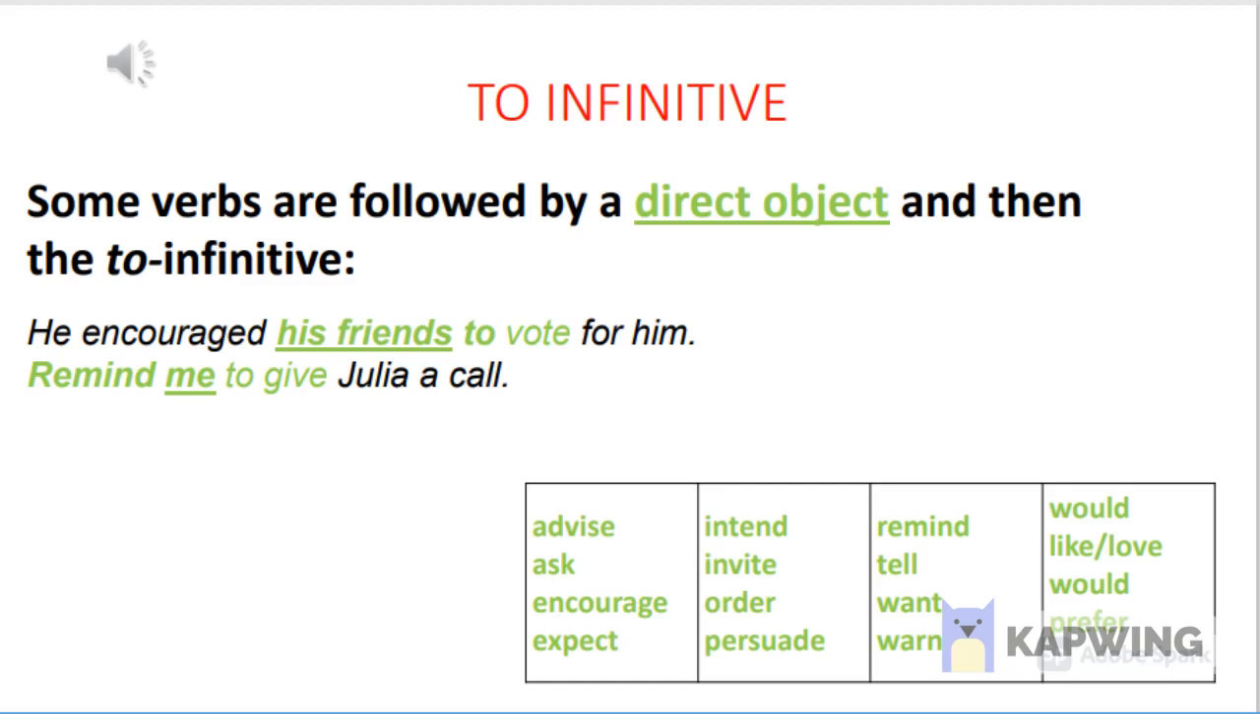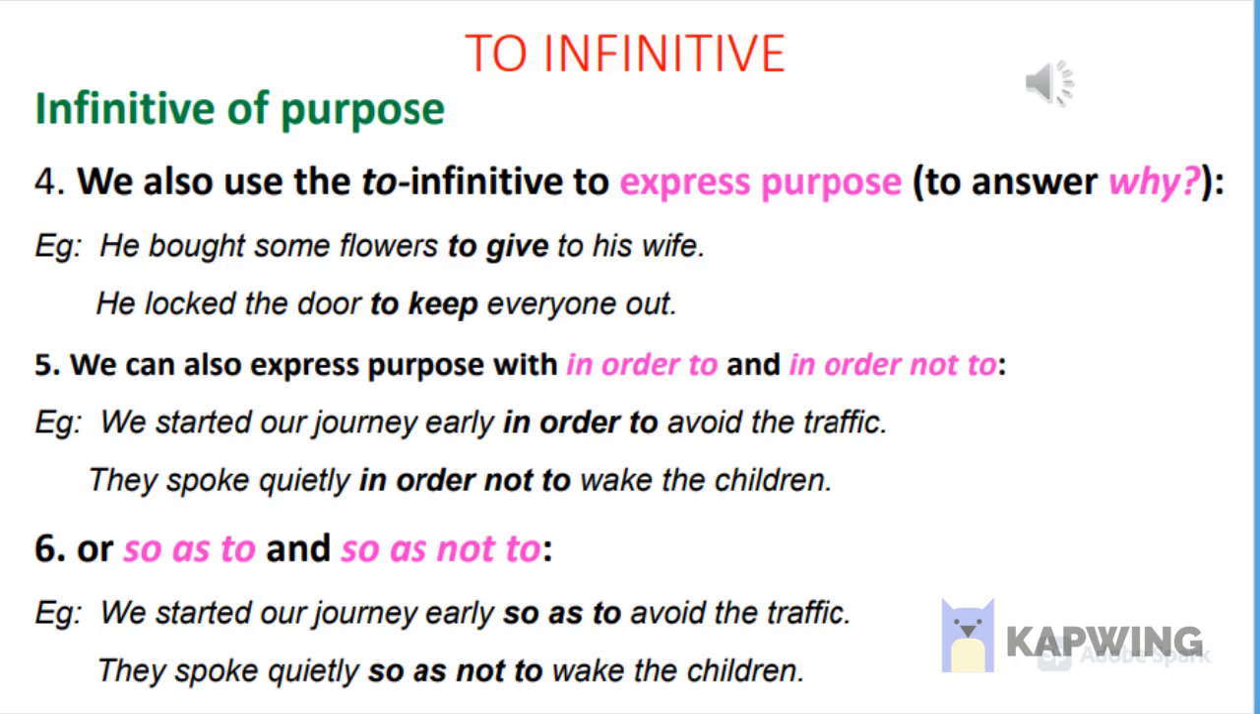Firstly, we also use the to infinitive to express purpose, to answer the question why. For example, he bought some flowers to give to his wife. Secondly, we can also express purpose with the phrases in order to and in order not to, or so as to and so as not to.